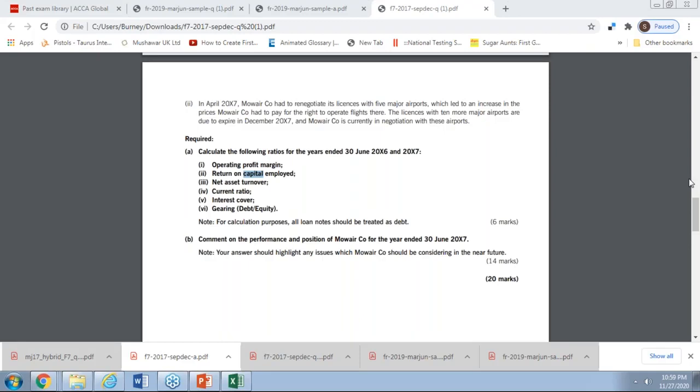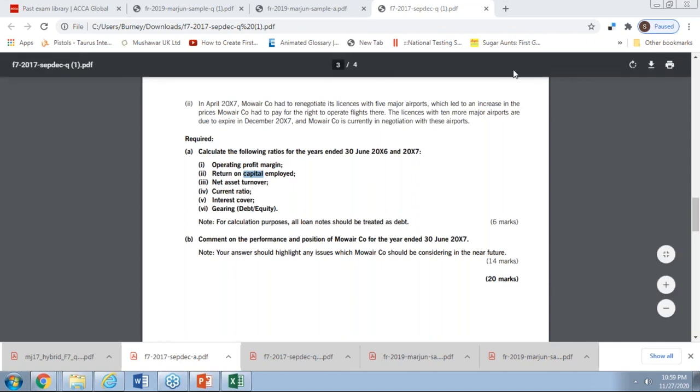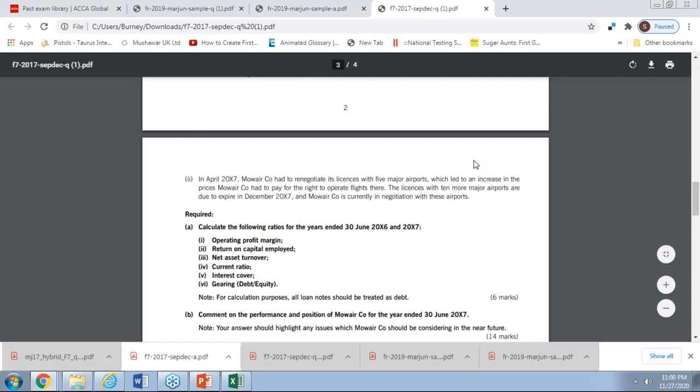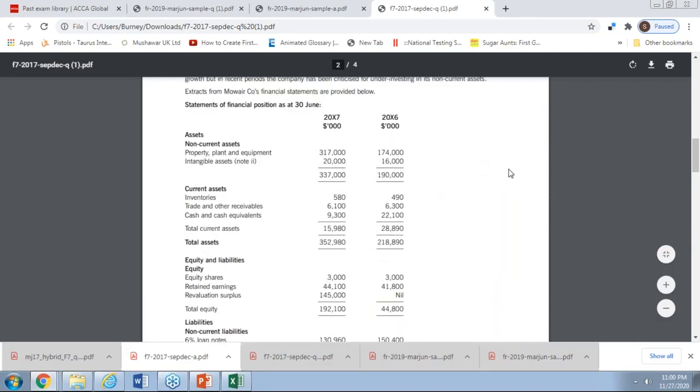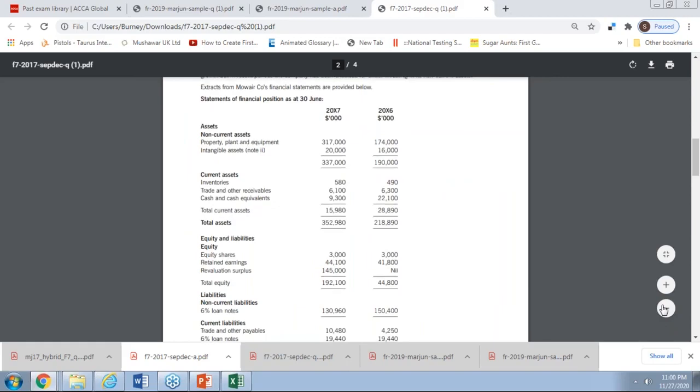the screen every time upward or downward to show you the data. So it's better for you to just open it. Even this question is available in the most recent exam kit as well. Here is the financial data.